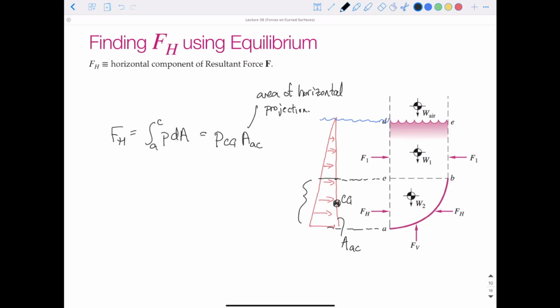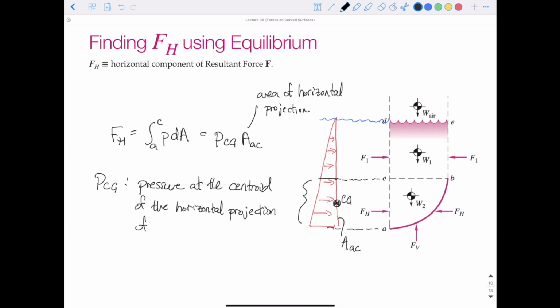So just some definitions here. PCG is the pressure at the centroid or center of gravity of the horizontal projection of the area. So we'll call this on the Z axis.